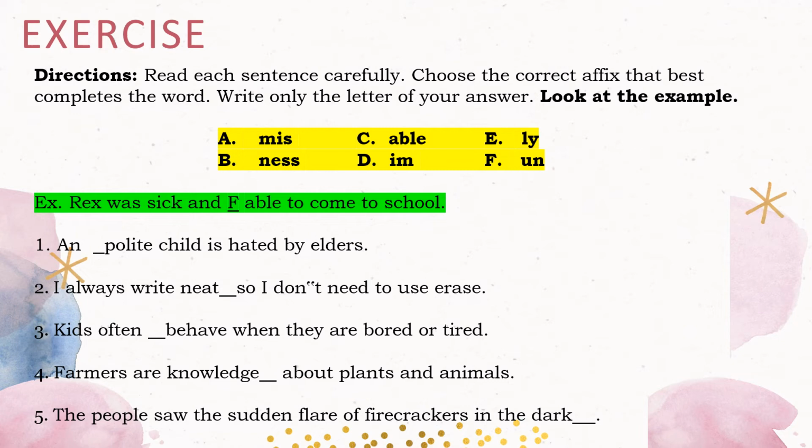First sentence, an blank polite child is hated by elders. Second, I always write neat blank so I don't need to use eraser. Third, kids often blank behave when they are bored or tired. Fourth, farmers are knowledge blank about plants and animals. Fifth, the people saw the sudden flare of firecrackers in the dark blank.